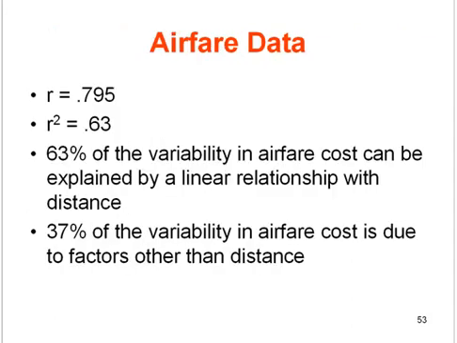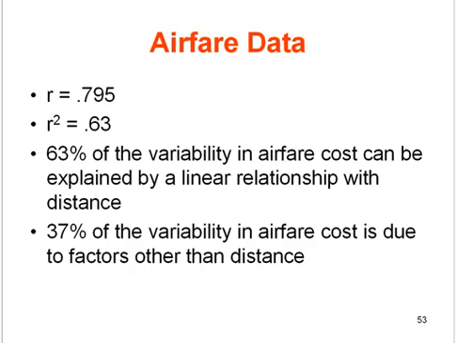Returning to our airfare and distance from Baltimore data, there was a strong linear relationship between distance and airfare, with the correlation coefficient being 0.795. Now, if you square 0.795, you get 0.63, which is, as a percent, 63%. This is the coefficient of determination.